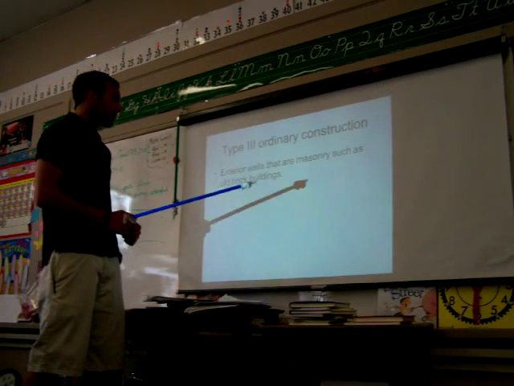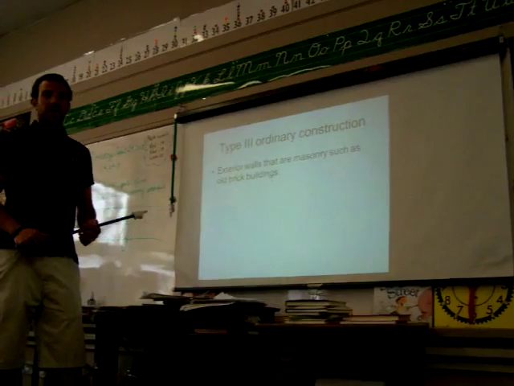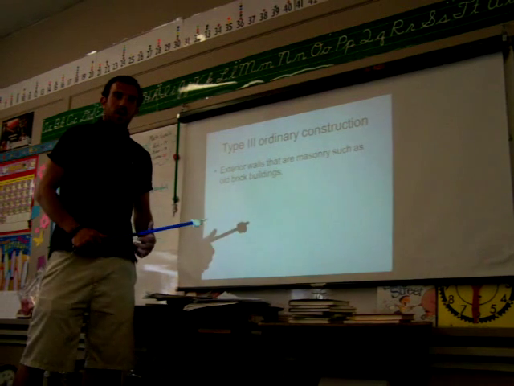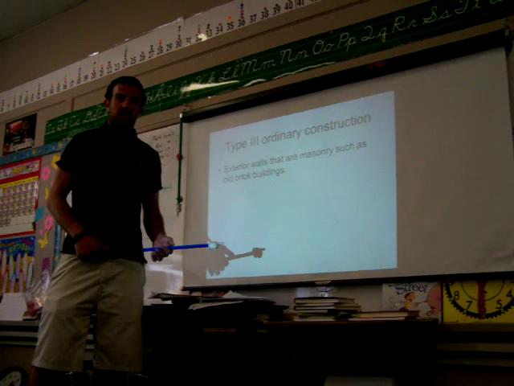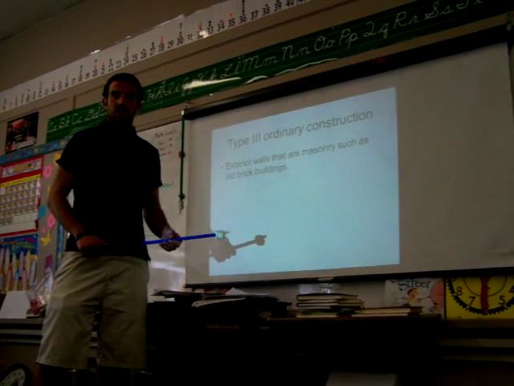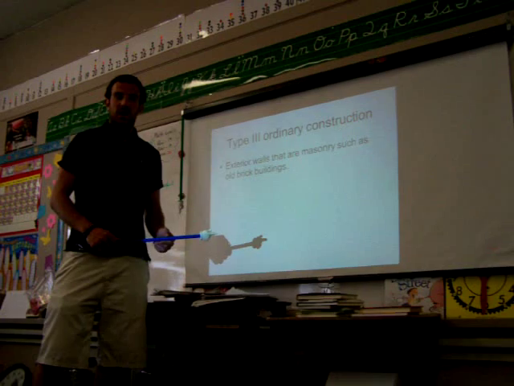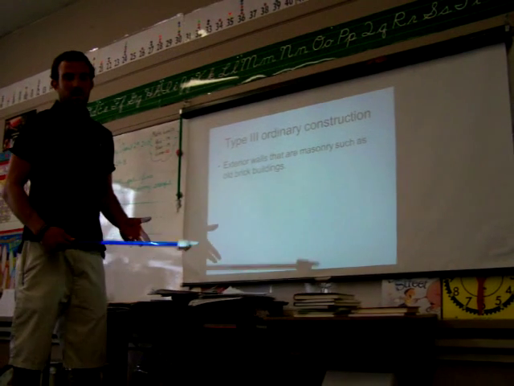Type 3, ordinary construction. These are going to be buildings where your exterior walls are made of masonry, so brick buildings. A good example is Old Colorado City. Most of the buildings there are made out of masonry or ordinary construction.